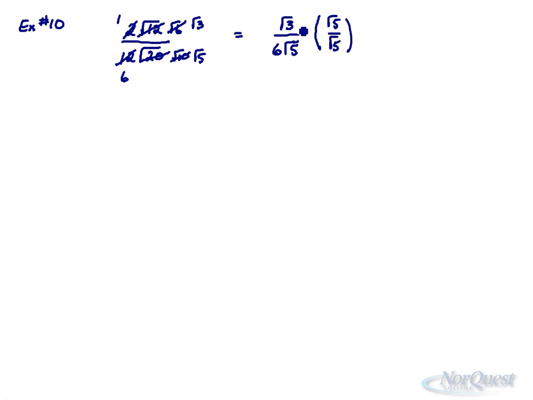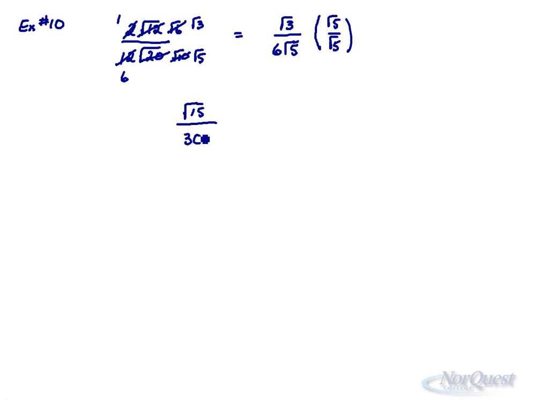So I get root 3 times root 5 to give me root 15. On the bottom, I get 6 times 5, which is 30. So I get root 15 over 30 as my final answer. And you could punch this in on your calculator to verify.